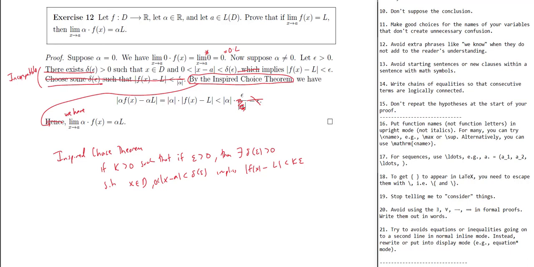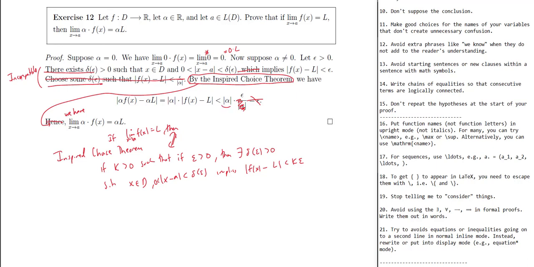Okay, so the inspired choice theorem says if the limit as x goes to a of f of x equals L, then this stuff, right? And it's if and only if. The important part is actually the one going up. So if you know that you can get the difference between f of x and L not necessarily to be less than epsilon, but just some positive constant times epsilon, then the limit actually exists anyway. So that's what we could do here.